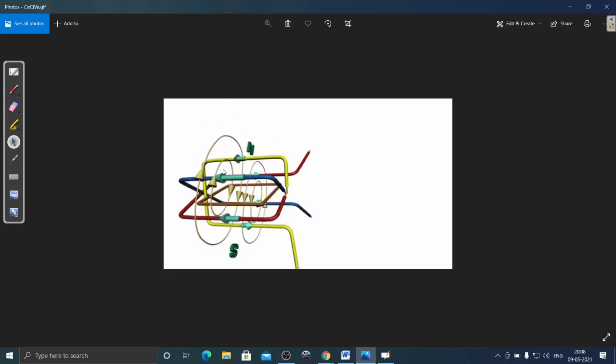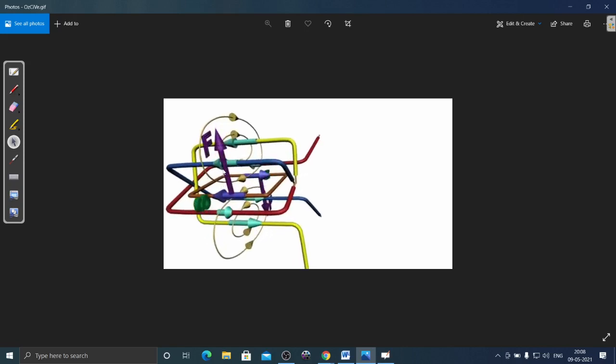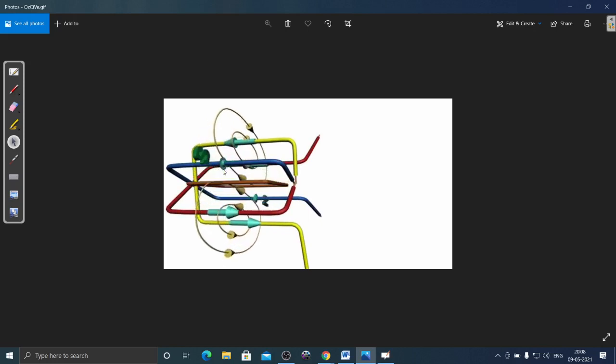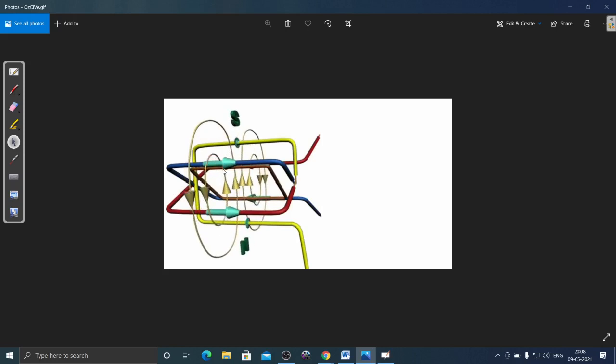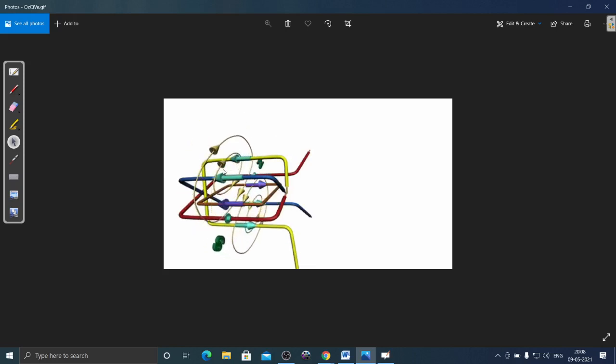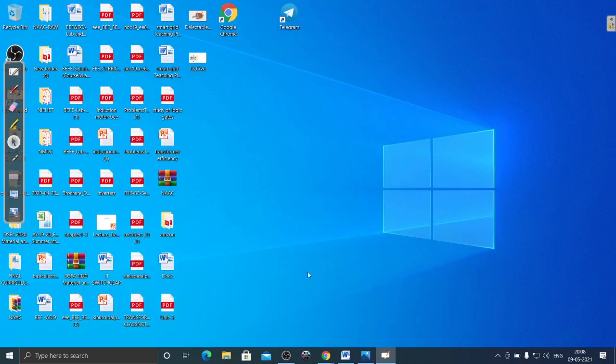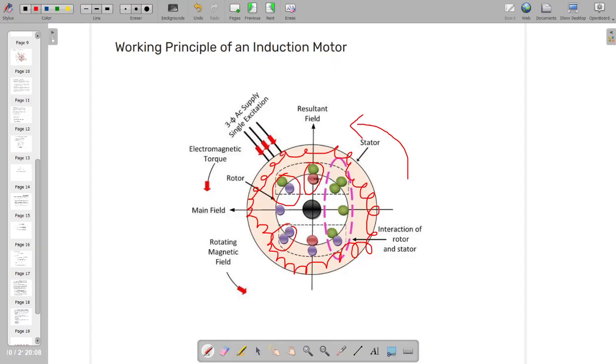The speed of the rotor is always less than that of the rotating magnetic field, that is, the synchronous speed. The rotor tries to run at the speed of the rotating field, but it always slips away. So the motor never runs at the speed of the rotating magnetic field, and this is the reason the induction motor is also known as the asynchronous motor.